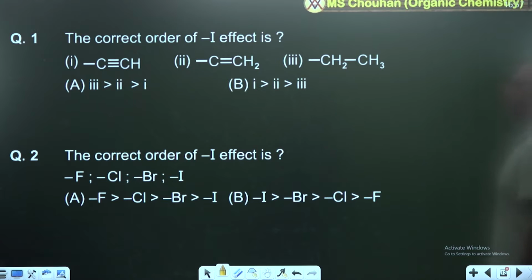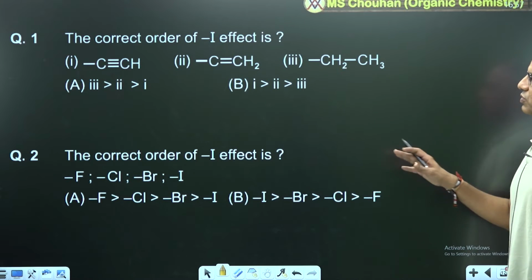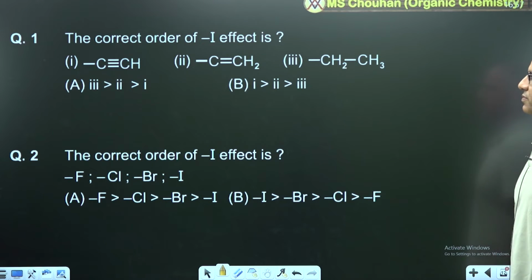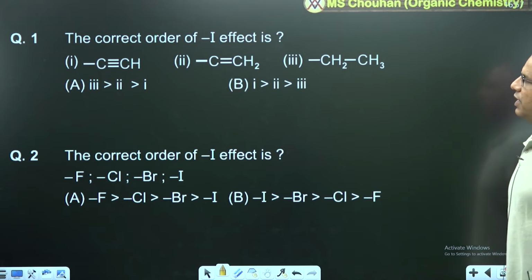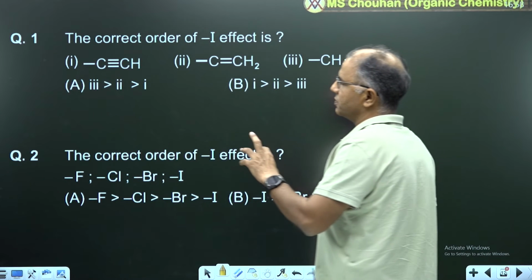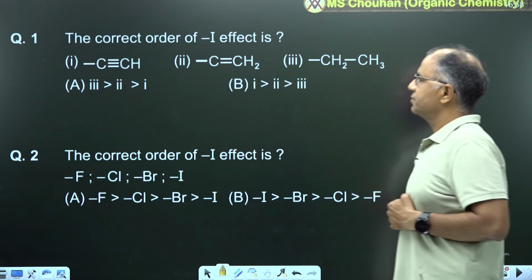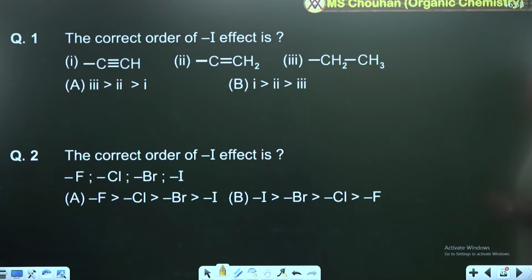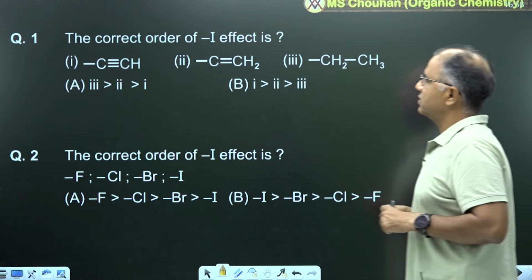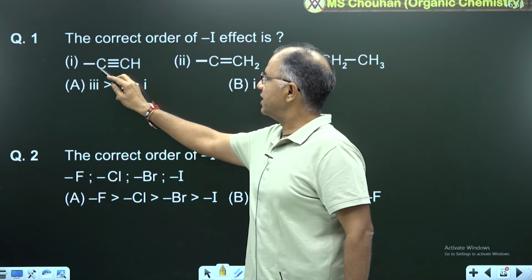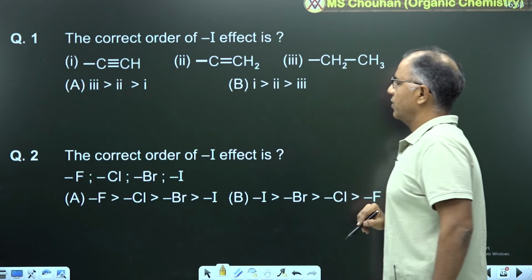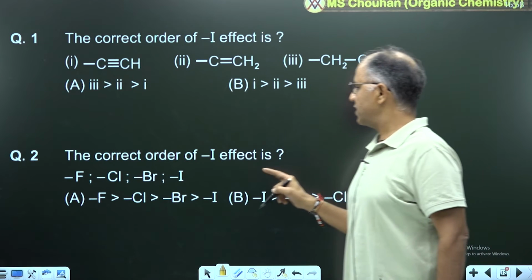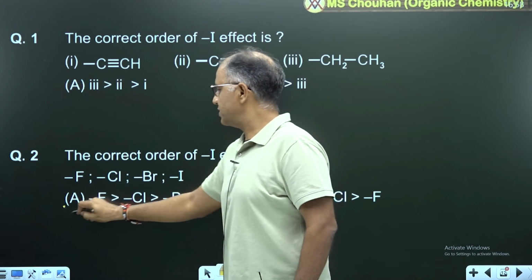Now let's do some questions. You have to solve all these questions, then I will discuss. There are two options, A and B. Out of the two options, we have to select one. Now, what is the answer to the first? As we already discussed, SP, SP2 and SP3 means 1 greater than 2 greater than 3. And for halogens, F greater than Cl greater than Br greater than I, so the answer is A.